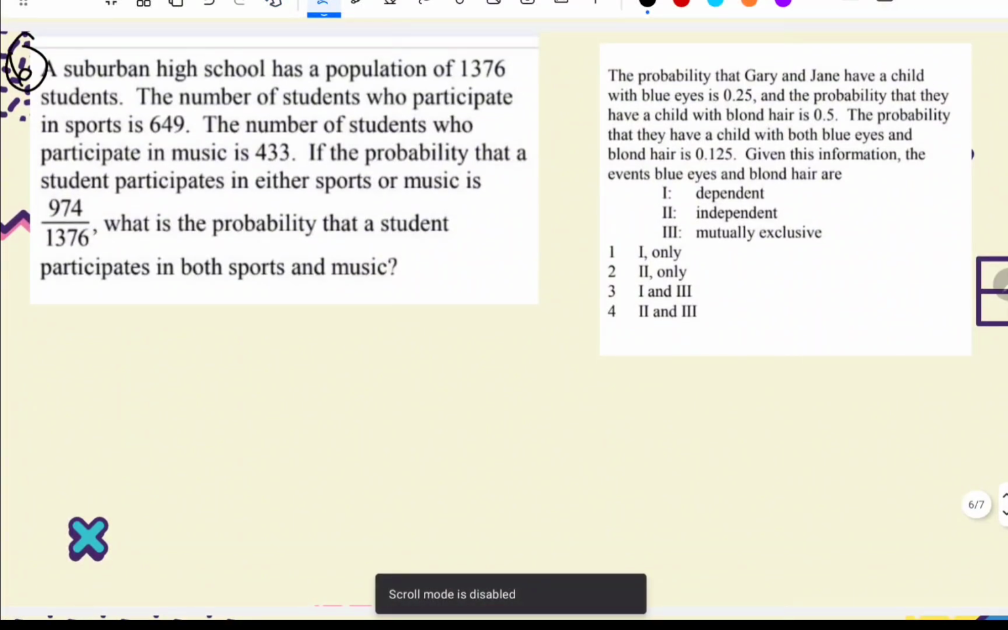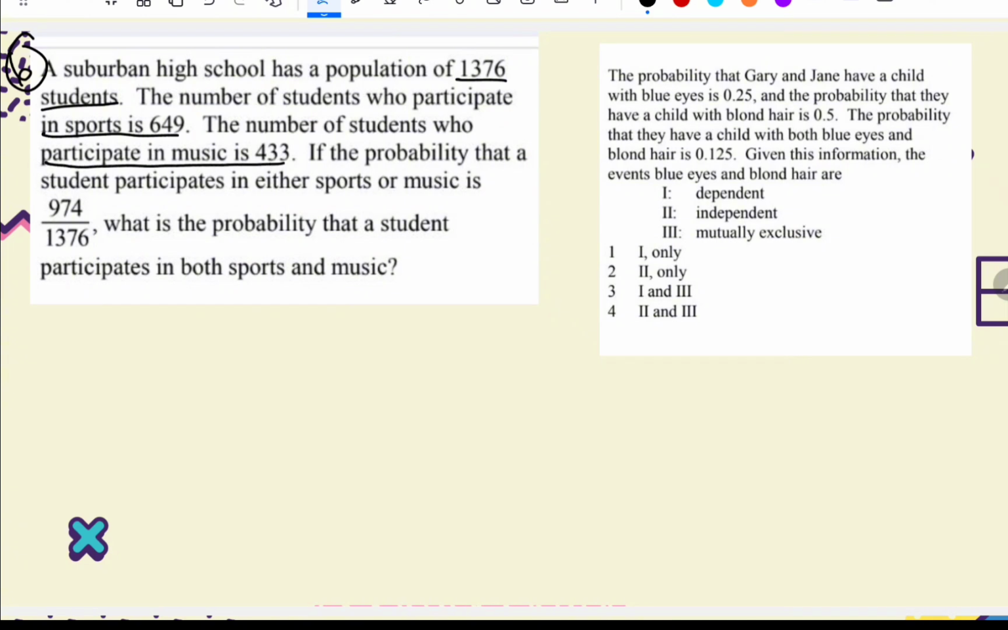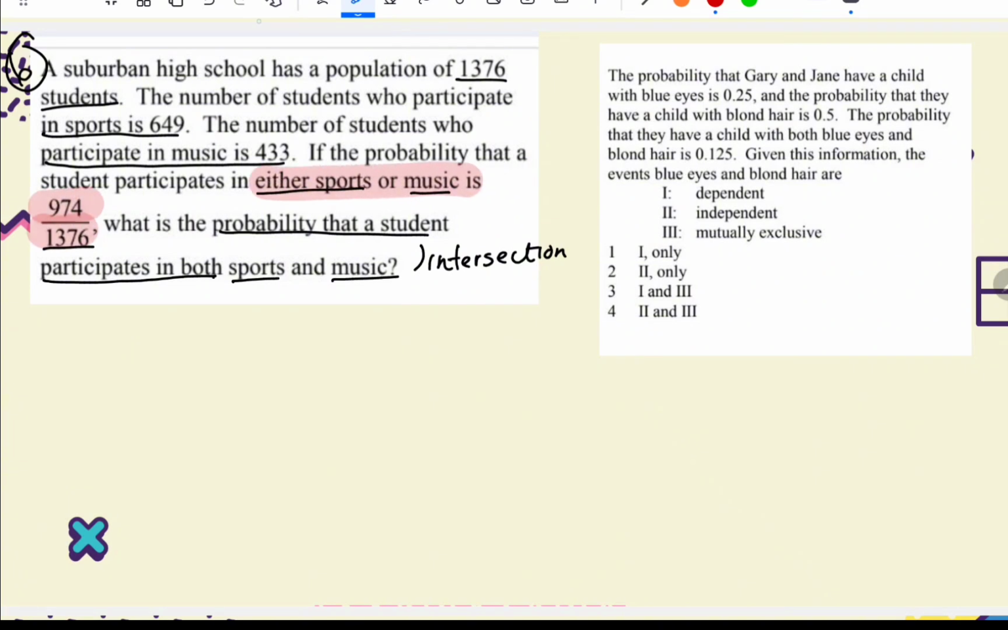Question number 6. A suburban high school has a population of 1,376 students. The number of students who participate in sports is 649. The number of students who participate in music is 433. The probability that a student participates in either sports or music is 974 over 1376. What is the probability that a student participates in both sports and music? So, they want an intersection. They give us what? They give us a union.